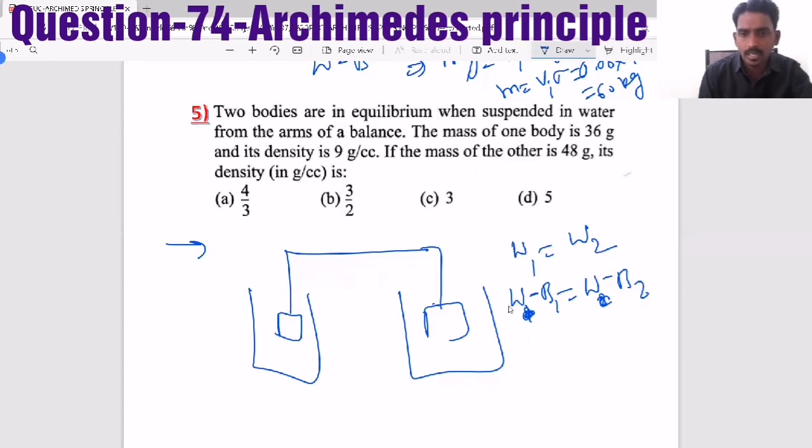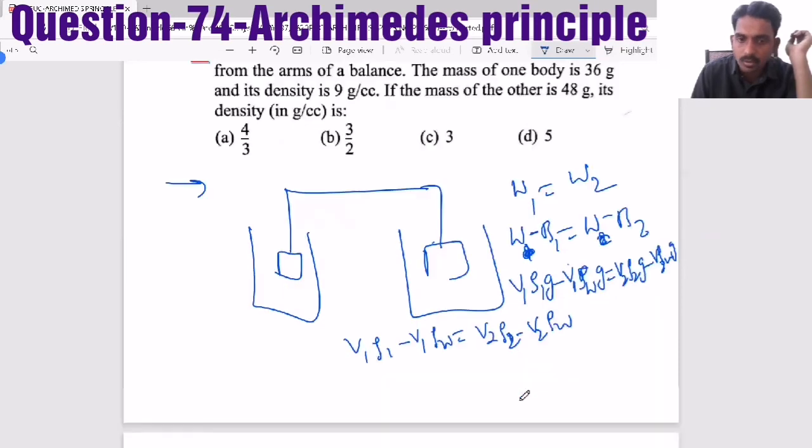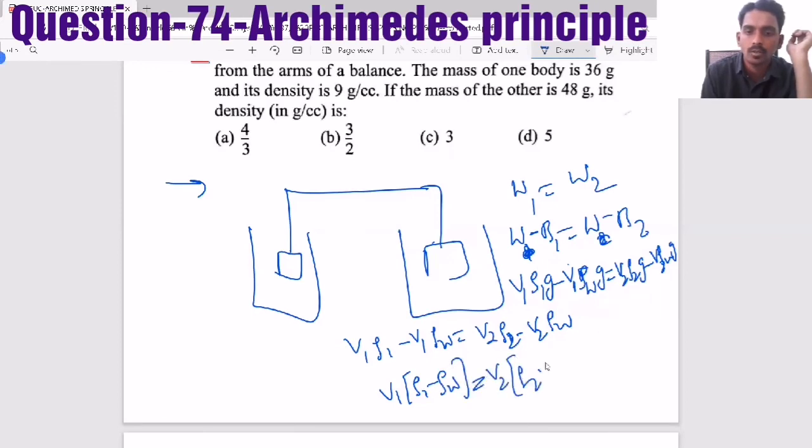Then the weight of the body means volume into its density into g, minus the buoyancy force, since the body is totally immersed. So V1 rho 1 g minus V1 rho W g equals V2 rho 2 g minus V2 rho W g. g will get cancelled. Then the formula becomes V1 rho 1 minus V1 rho W equals V2 rho 2 minus V2 rho W. Now V1 you can take common, and V2 you can take common. So V1 into rho 1 minus rho W equals V2 into rho 2 minus rho W.